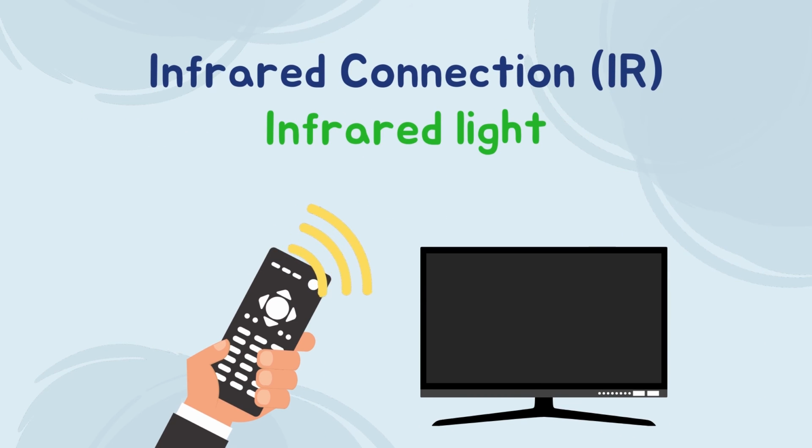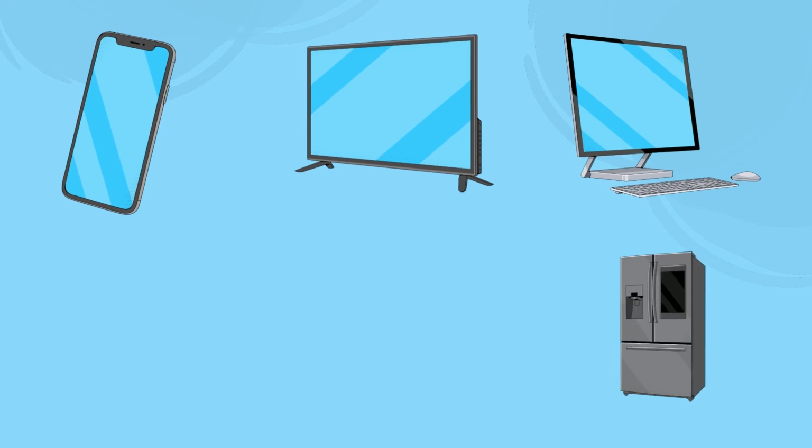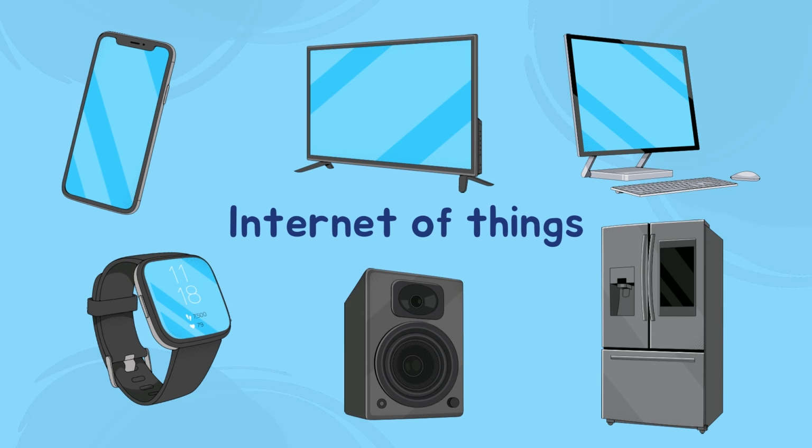Another way of connecting devices with each other is through an infrared connection, or IR. Infrared connection is successful when there is a transmitter and receiver. The transmitter uses an infrared light to connect to the receiver. An example of an IR connection is TV remotes. IoT is all around us, from our smartphones, TVs, computers, speakers, and even fridges.